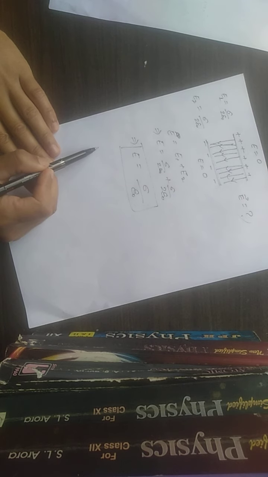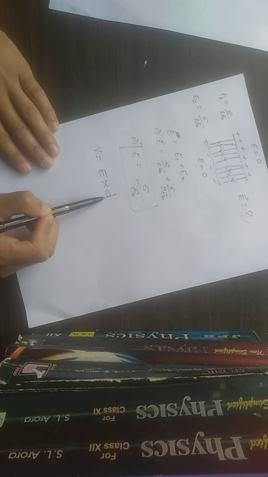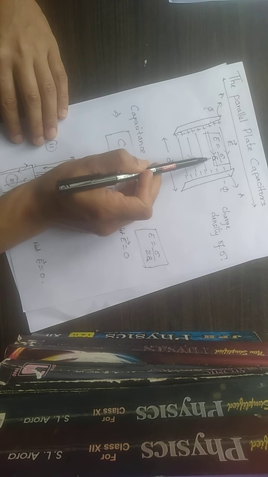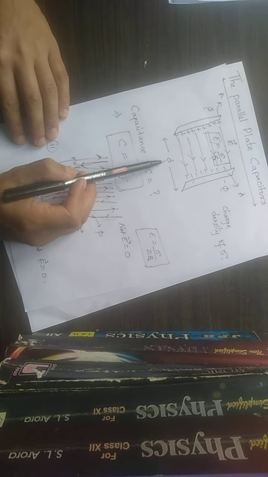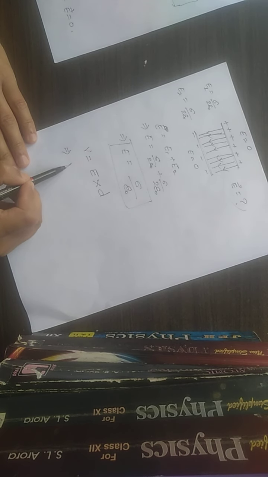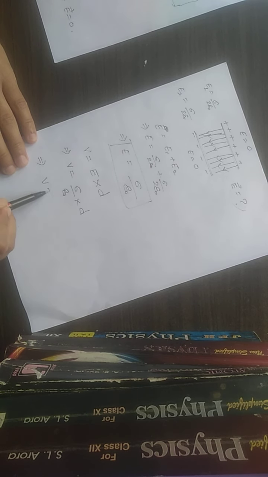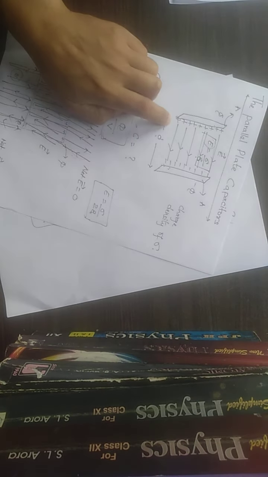Since we know potential difference is equal to the electric field times the distance between the charged plates, and the electric field is sigma by epsilon 0, the potential difference between these two charged plates will be E into D. So V is equal to sigma by epsilon 0 into D, that is, V equals sigma D by epsilon 0. So this is the potential difference between the two charged plates.